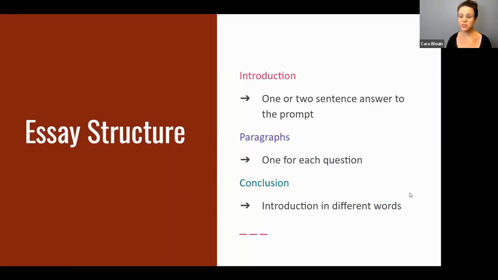To review, here's the structure of a college essay. It starts with the introduction, which is a 1 or 2 sentence answer to the prompt. It's followed by the paragraphs or sections. You should have 1 section for each question in the prompt. In this essay, there will be 3 sections because there are 3 questions in the prompt. Finally, the conclusion, which is exactly the same as the introduction, but in different words.